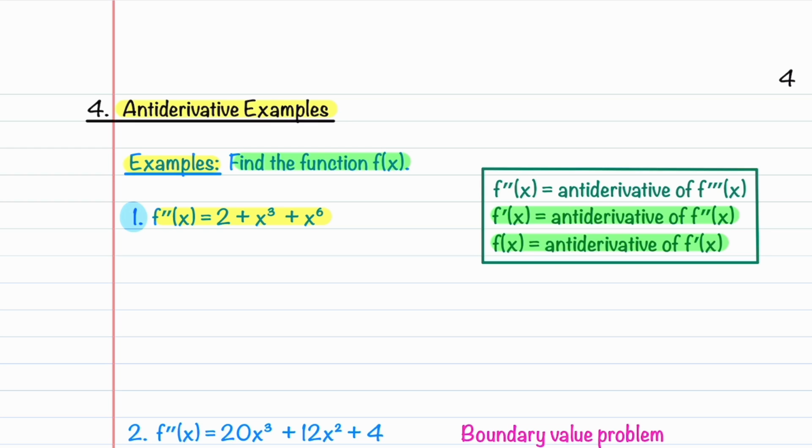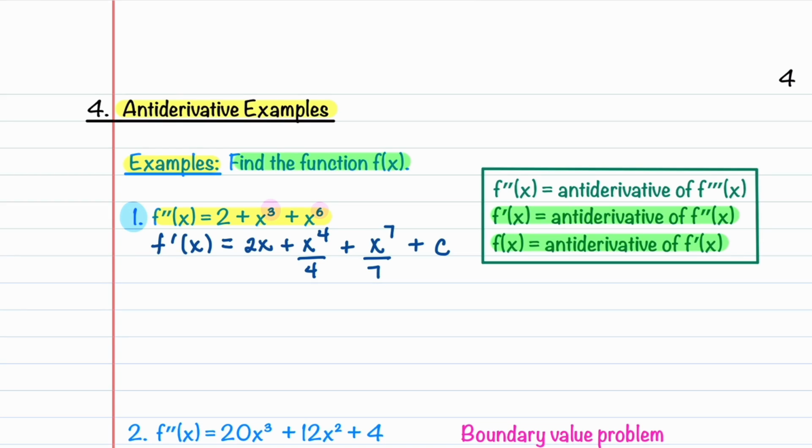Our first antiderivative is f prime of x, and that's the antiderivative of f double prime, and we can write that down. The antiderivative of 2 is 2x, and then the antiderivative of x cubed, we're going to add 1 to our exponent, so this becomes x to the 4, and then we divide by whatever we get in that exponent. And then our next function, we have a 6 in the exponent. So for this, we're going to have x to the 6 plus 1, which is 7, divided by 7. And then we can't forget to add on our constant c.